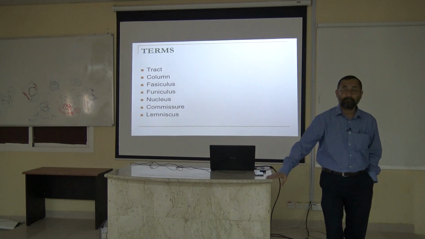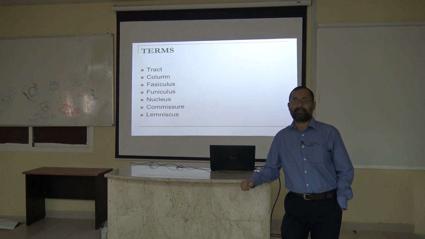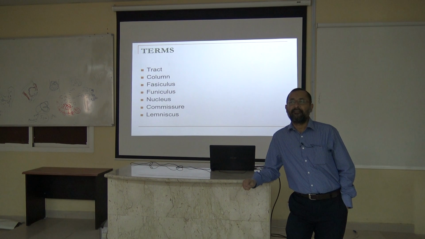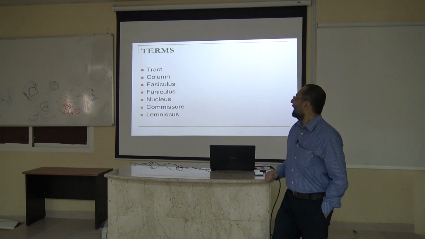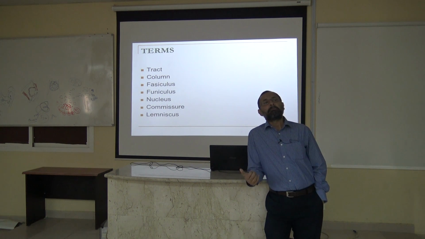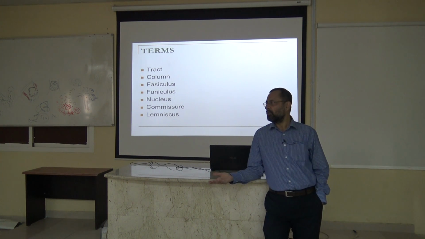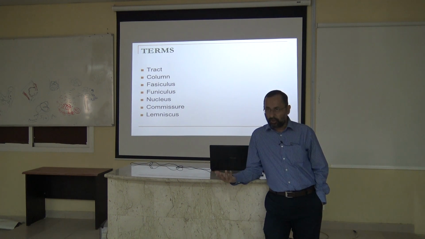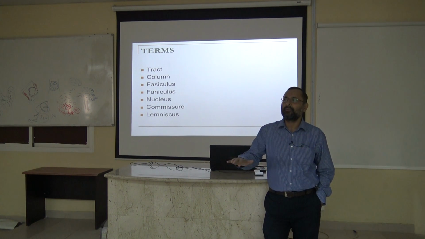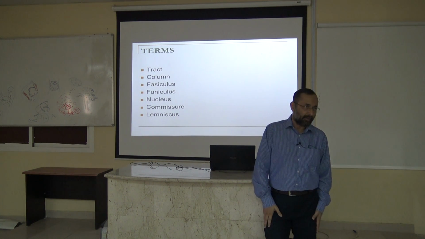Funiculus. It's a new term for you, I believe. Funiculus is another name of the column. Very simple. So, how many funiculi do we have in the spinal cord? Two mainly. We just talked about those two. One is ventrolateral funiculus and dorsal funiculus. So, don't get confused. Column or funiculus, same thing.